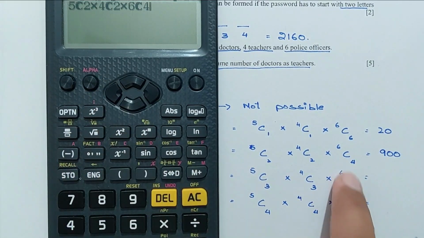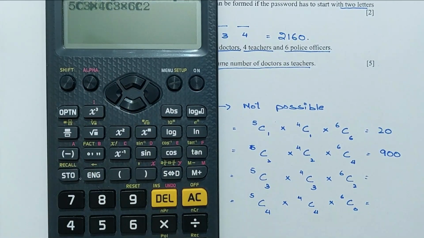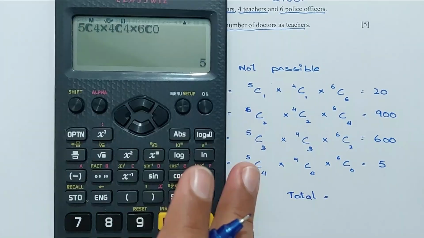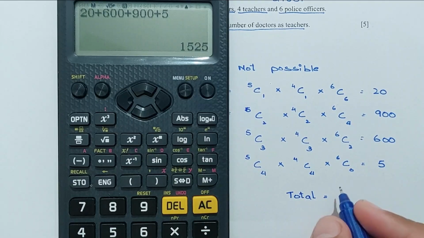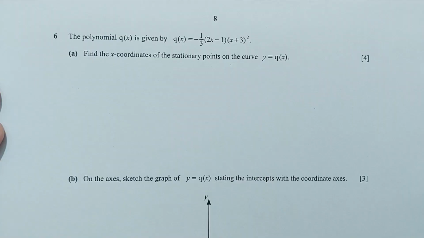Okay, and we have 4C2, 6C2, 4C3, and 5C3. Right, so this is 600. And next we have 6C0, 4C4, and 5C4. This is 5. Right, so the total number of combinations we can make are 20 plus 600 plus 900 plus 5. So this should be 1525 possible combinations.